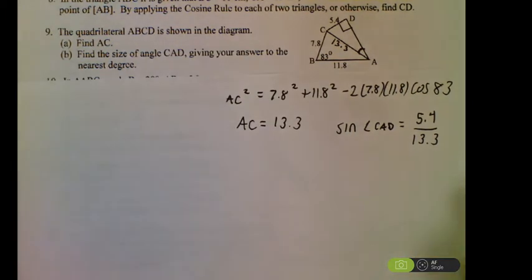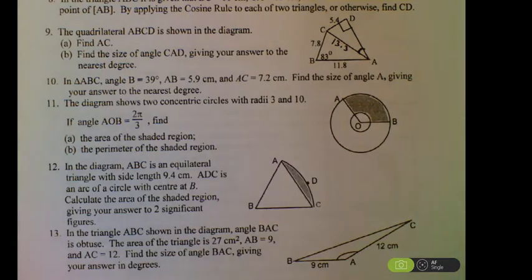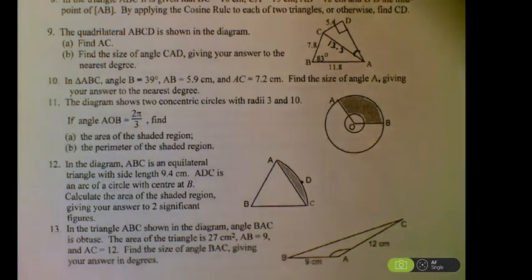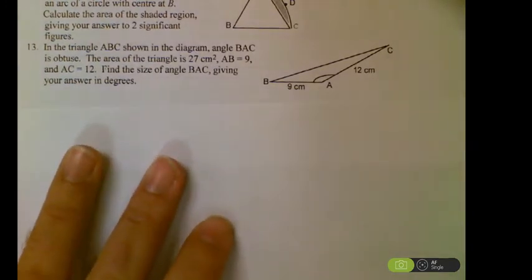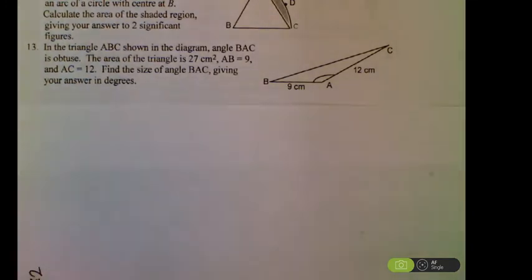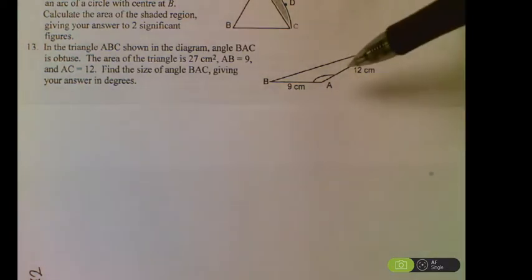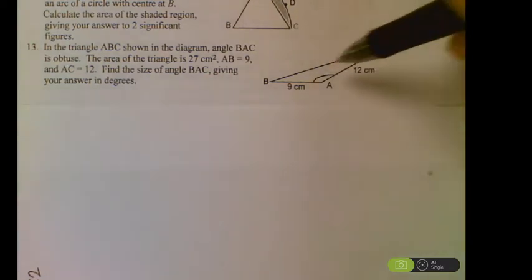Moving on, number 13. So right here, let me slide down. So triangle ABC, we have a non-right triangle. So again, we're thinking back to sine rule, cosine rule, and the non-right triangle stuff. All right, so angle BAC is obtuse.